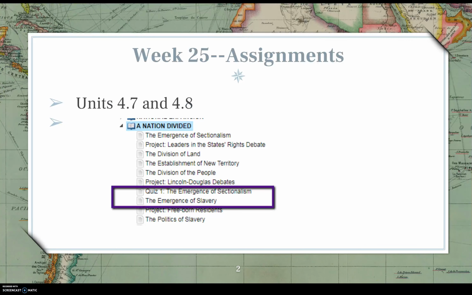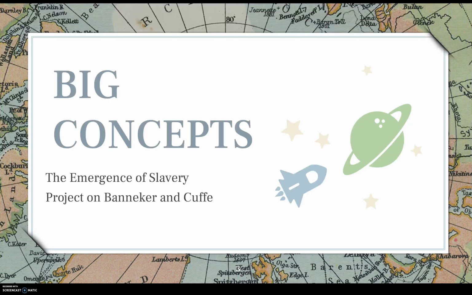This week you're completing units 4.7 and 4.8, so you're going to take a quiz on the emergence of sectionalism, and they're going to talk about the emergence of slavery and some of the big concepts going on, and you're going to do a project.